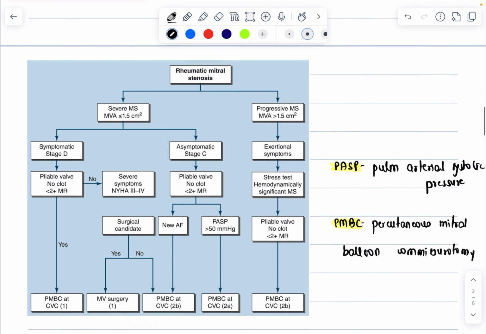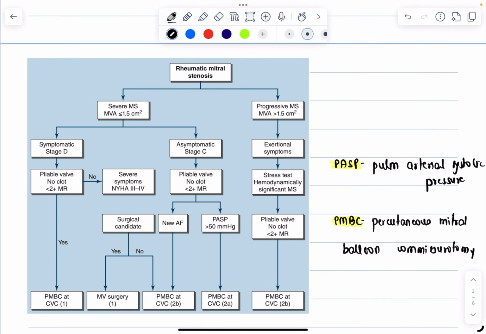Now coming to the management part. Here we will divide the patients based on the stages. If the patient is having severe MS, then the patient could be in stage C or stage D. And if the patient is having progressive MS, then the patient is in stage B. If the patient is in stage B, it means the patient is asymptomatic. So why does the patient come to us? It is because the patient is having symptoms during exertion. So we will do a stress test in that patient.